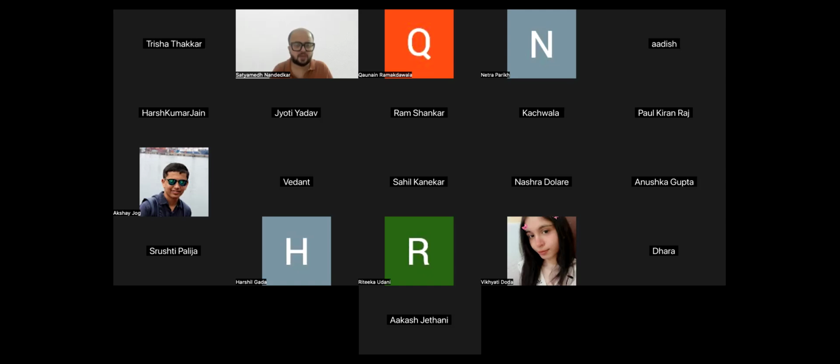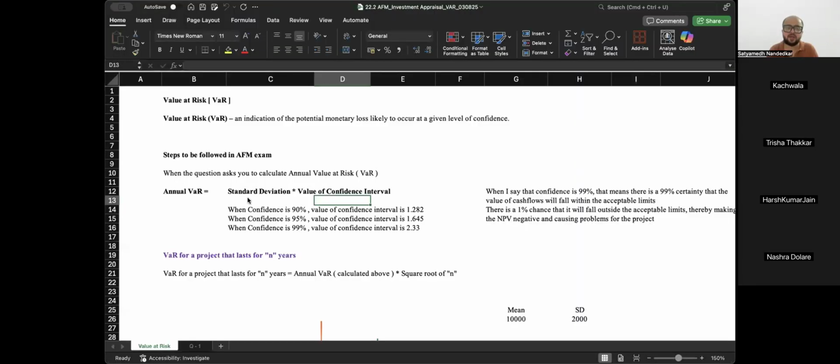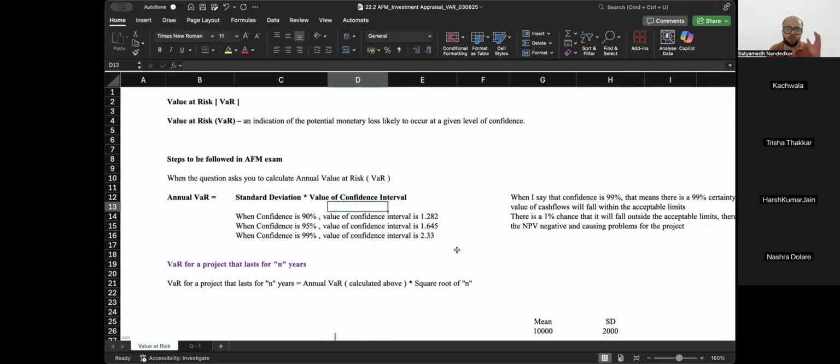Now, please stop the screen share. Yes. Another type of question that might be asked in investment appraisal is the value at risk calculation. Okay, again, if the value at risk is given to you, what are the steps that you will follow in the AFM paper? The annual VAR is basically standard deviation into value of the confidence interval. When confidence is 90%, take the value of confidence interval as 1.282. If it is 95%, take 1.645. If it is 99%, take 2.33.